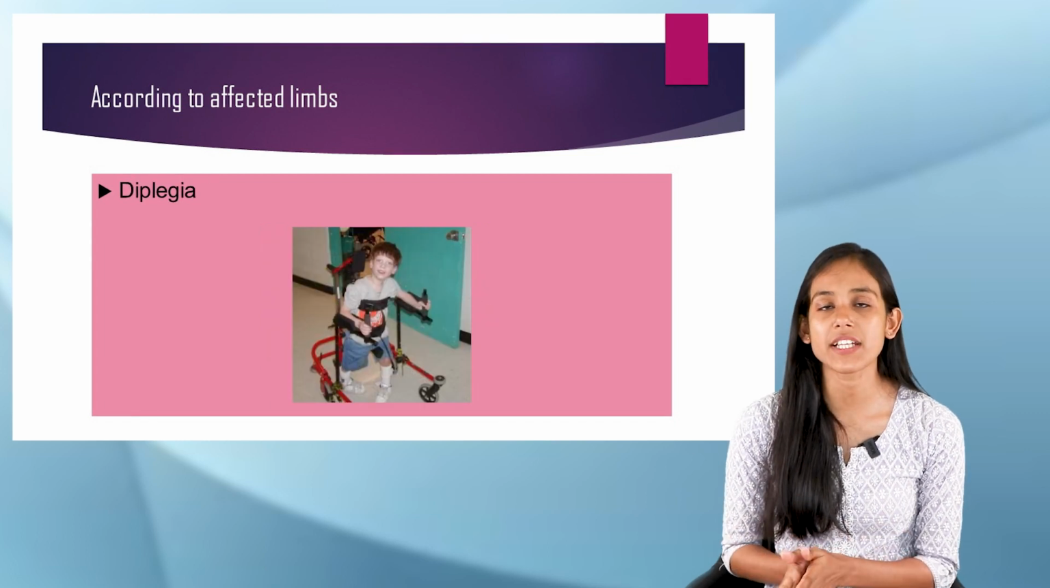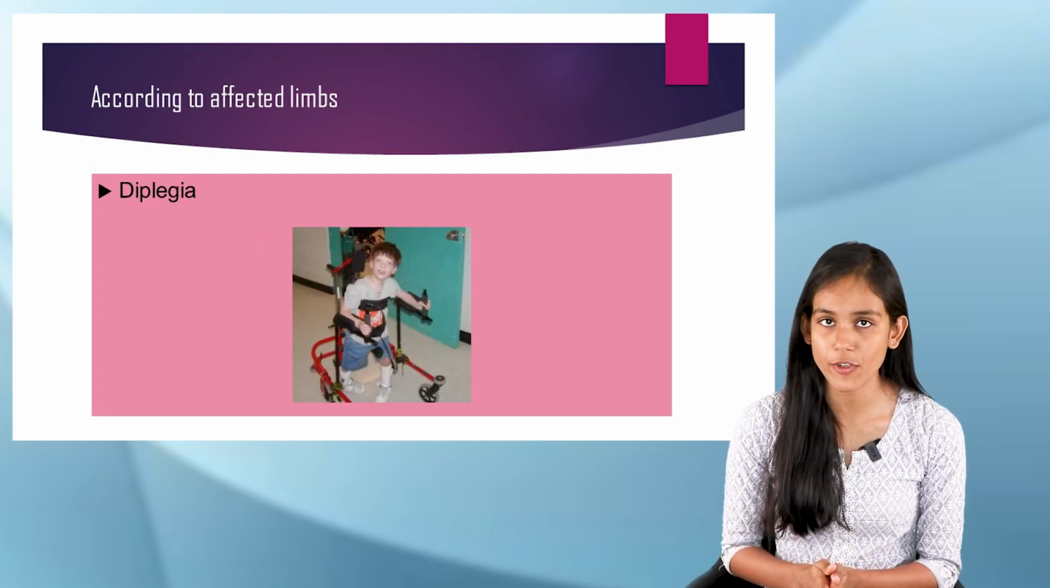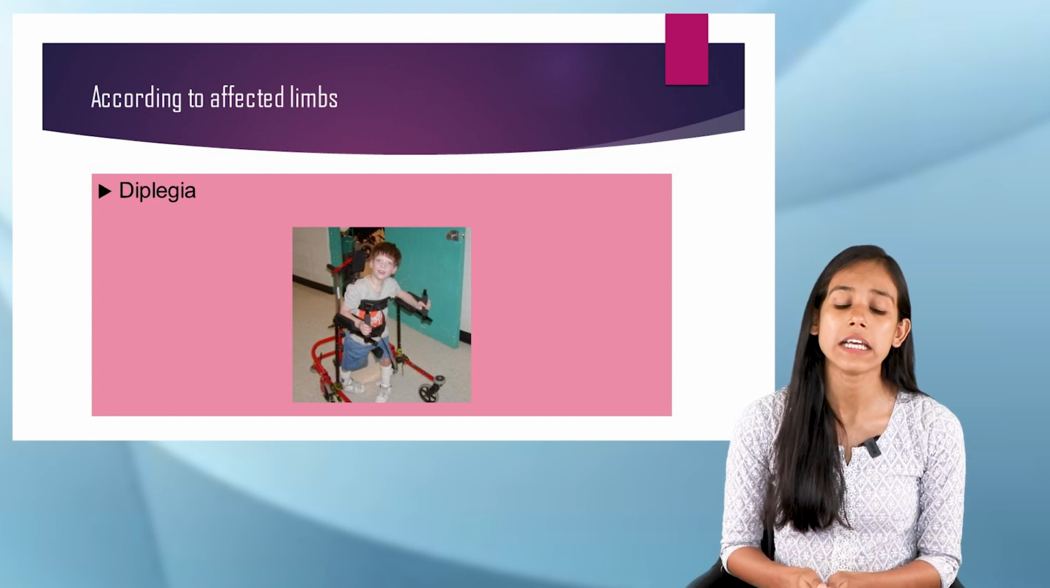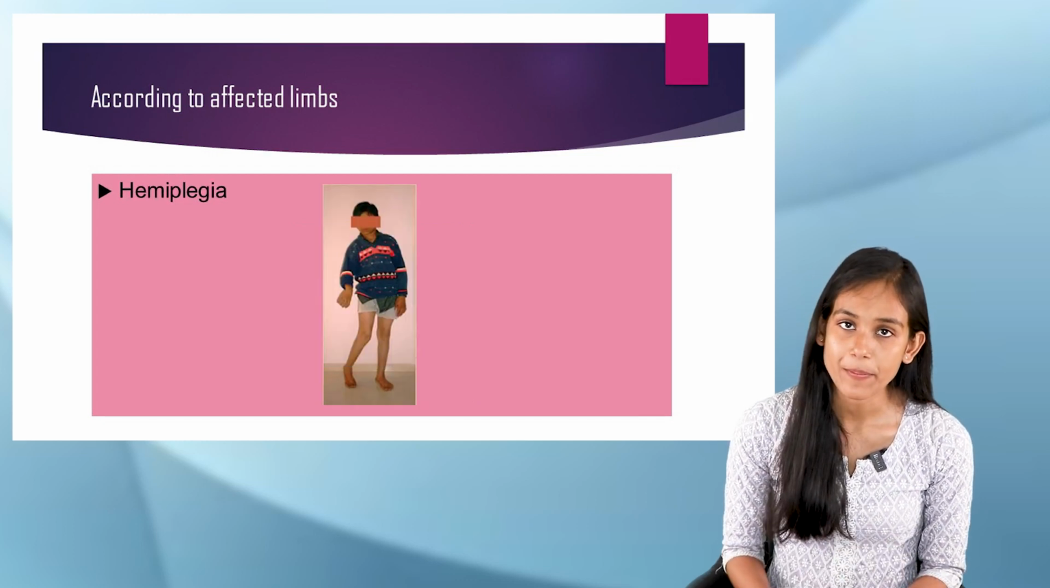And then there is diplegia. Here again, both sides will be involved, so both legs will be involved. And then there is hemiplegia. In hemiplegia, the limbs on only one side will be affected, and we can also see hip and knee contractures, and there might be presence of talipes equinus.